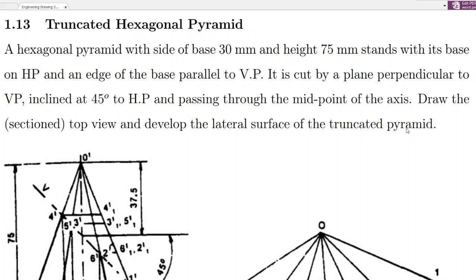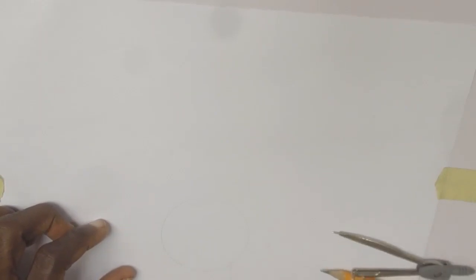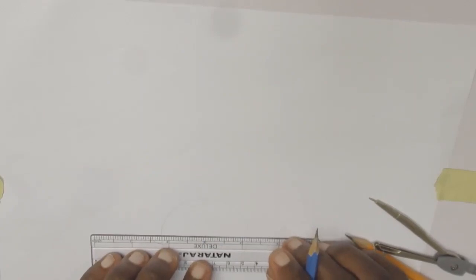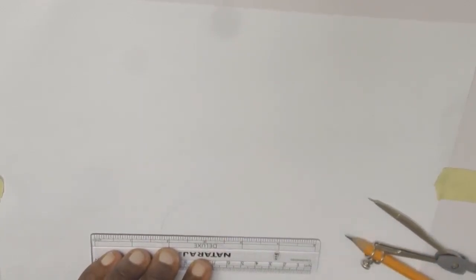Assuming the bottom is closed, it should be part of the development. Assuming the truncated surface is also closed, we need to also add it to the development, so we go more into detail and include all those things. All right, so let's get into it. First of all, we need to draw the projections of it, and we can start by drawing the plan.